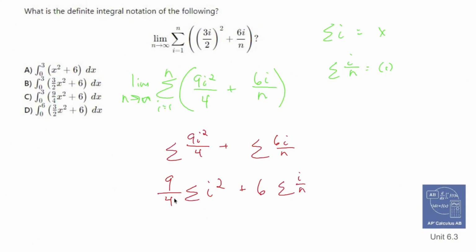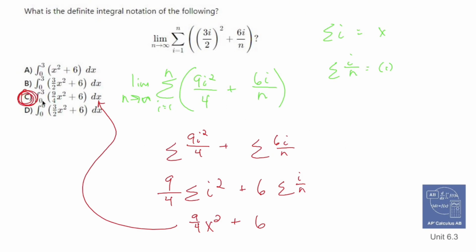Once you have that, we can now apply these rules here. The sigma of i squared is going to be x squared, so you become x squared with a 9 over 4 attached. You become 1, so plus 6 times 1 is 6. When I look up here, the only one that applies to that is going to be C. So C is going to be my answer.